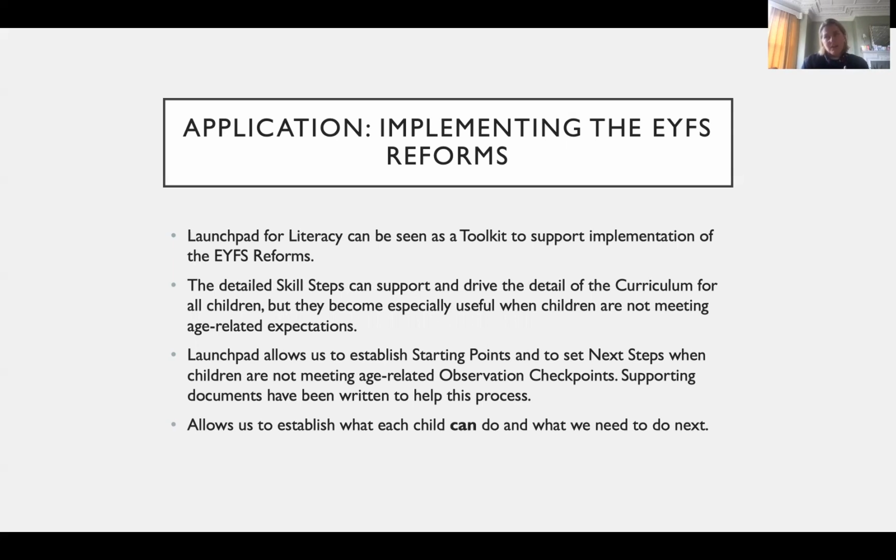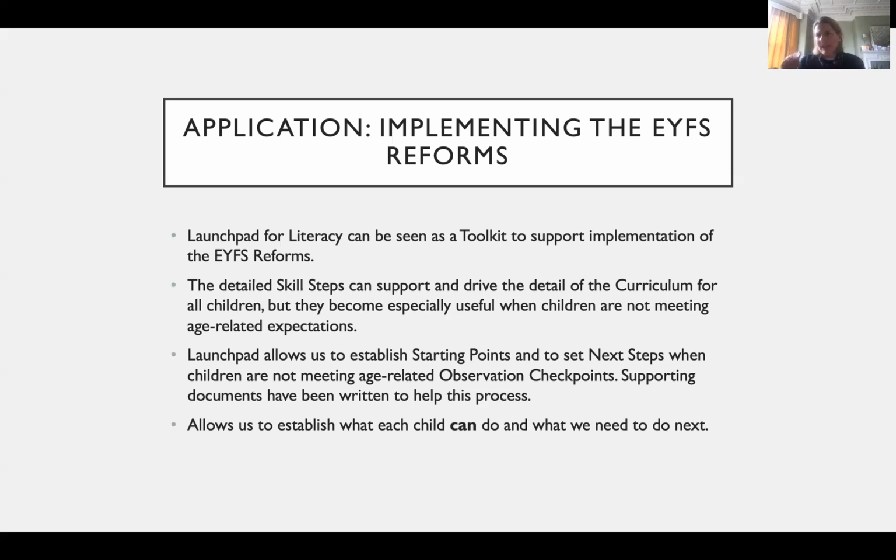I think another fundamental role when implementing the reforms is this notion of establishing starting points. So here are my observation checkpoints. This child is not demonstrating that. Okay, so what does that mean? What I will need to do is almost have that checkpoint as a starting point myself. And I'll need to think, right, okay, well, they can't do that, but what can they do? How far back do I have to go? And what other gaps in other areas of language might be the reason why they're not doing that?